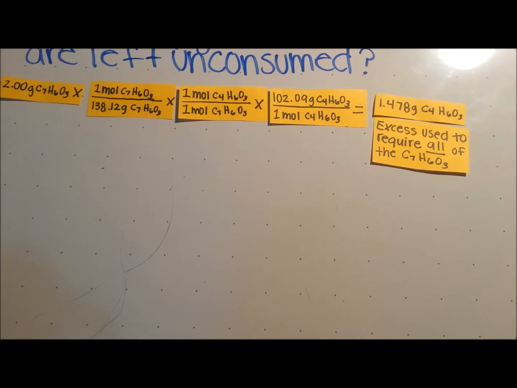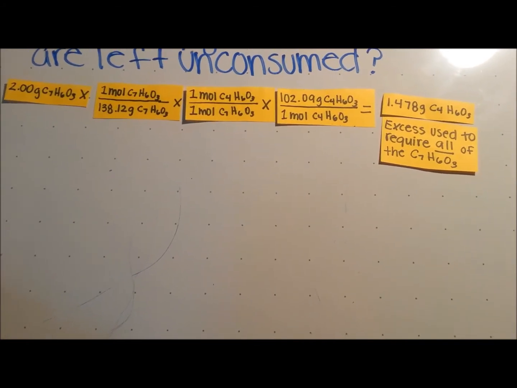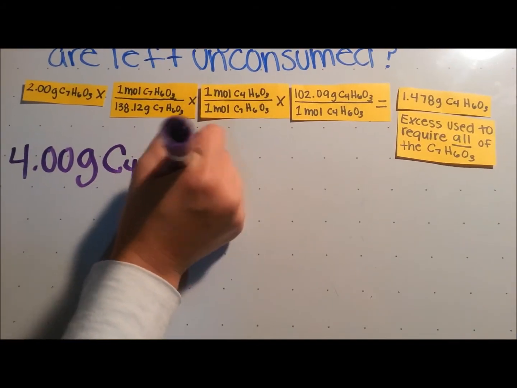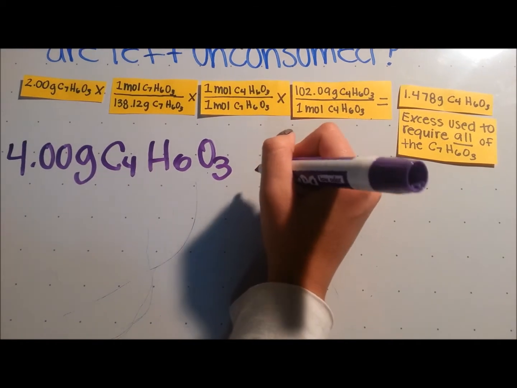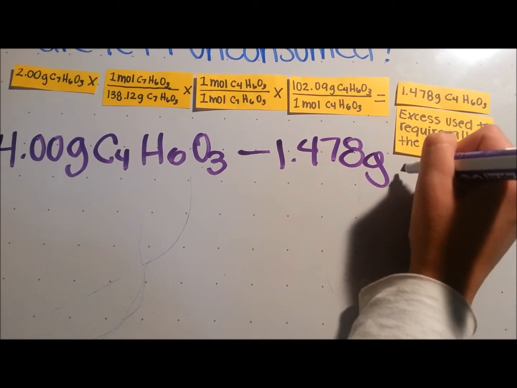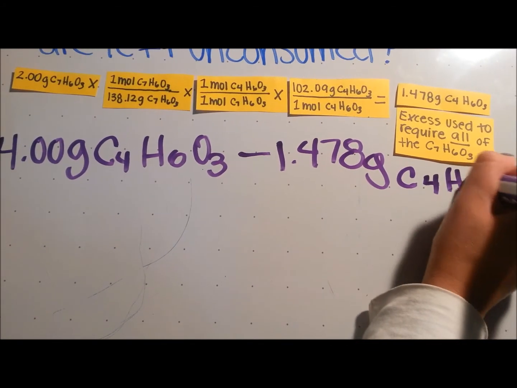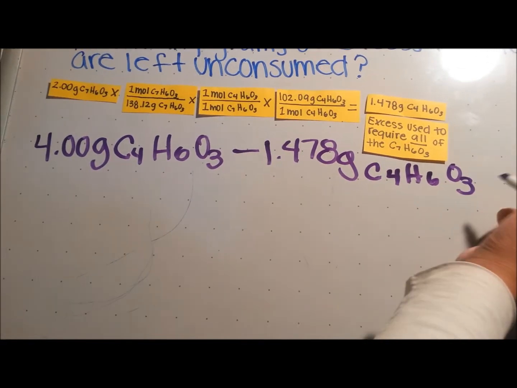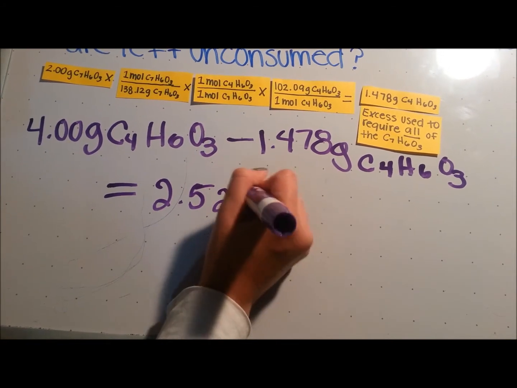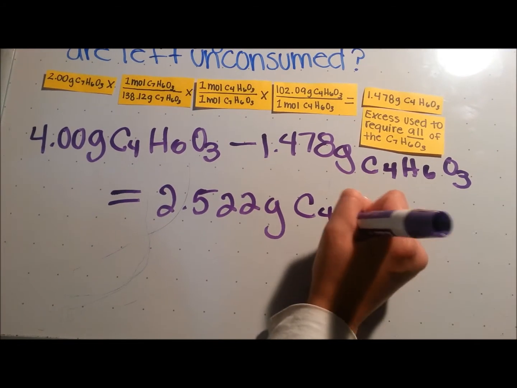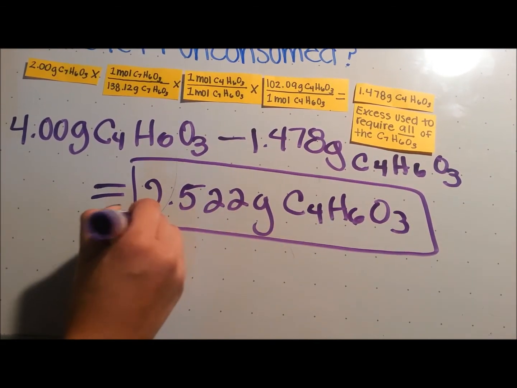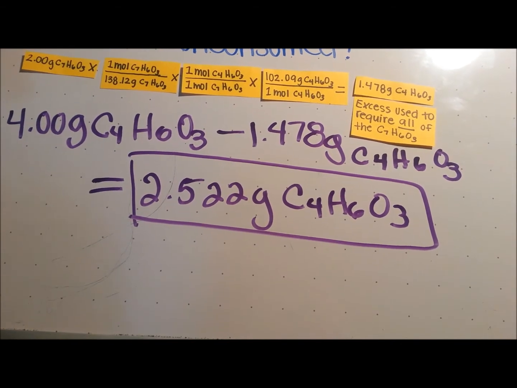So in order to find how much of the excess reactant is left unconsumed, we have to start off with the 4 grams of acetic anhydride given and subtract the 1.478 grams of the acetic anhydride. And then that gives us 2.522 grams of acetic anhydride. And this is the final answer for the excess reactant, which is the reactant that occurs at a greater quantity than required.